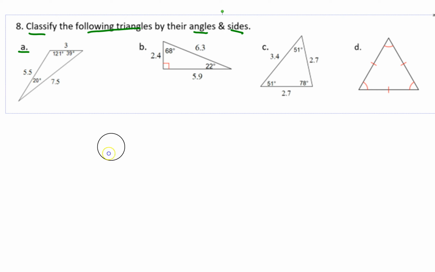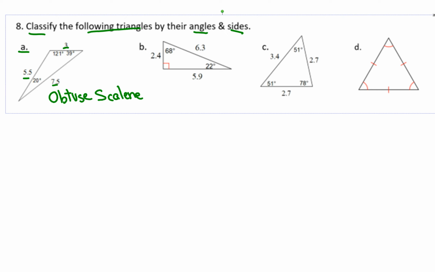What that means is that anytime there is an obtuse angle present, it's going to be an obtuse triangle. So that's our angles part. And then if you look at the sides, none of these sides are the same. When all the sides are different, we call that a scalene. So that's going to be an obtuse scalene.